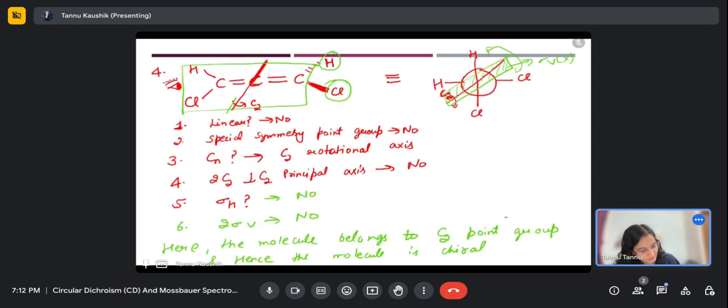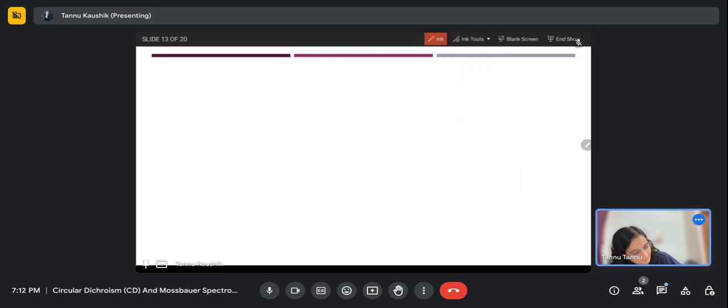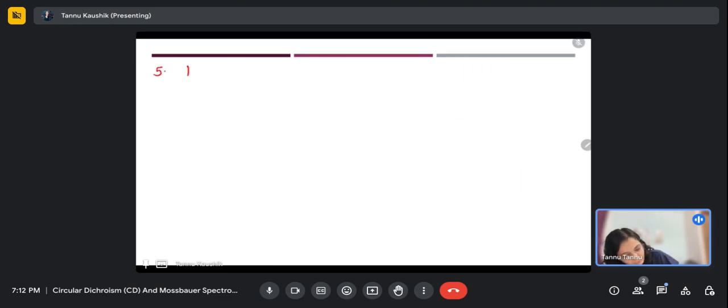The next question is, we have PBrCl4. So firstly you have to find out the correct structure of the molecule. So here the molecule has this structure. So why haven't I placed this bromine atom on the equatorial positions?